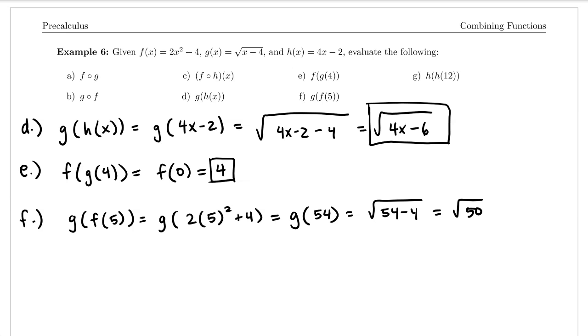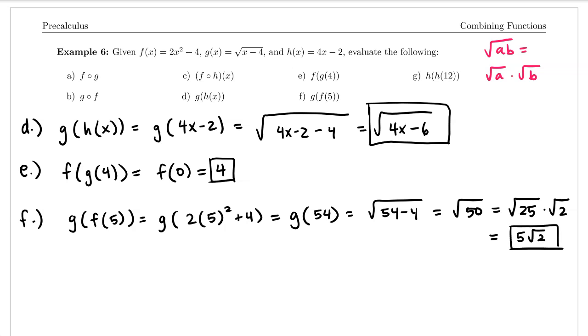and E. Now we're on part F, and we want to simplify the square root of 50. Based on the earlier property that the square root of a times b is equal to the square root of a times the square root of b, and because 50 can be broken down into 25 times 2, I can rewrite it like this, and the square root of 25 is 5, times the square root of 2. So here's our final answer for part F.